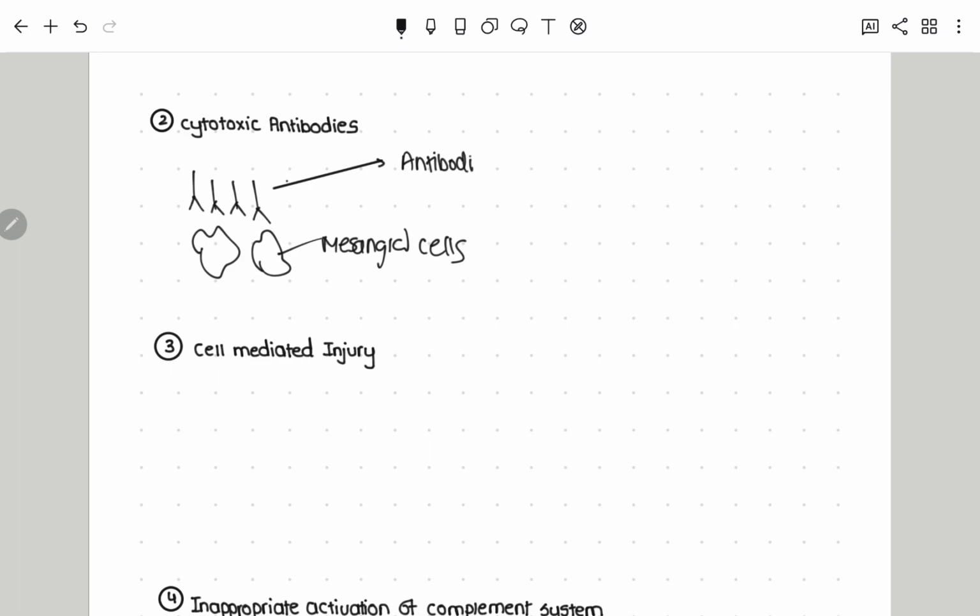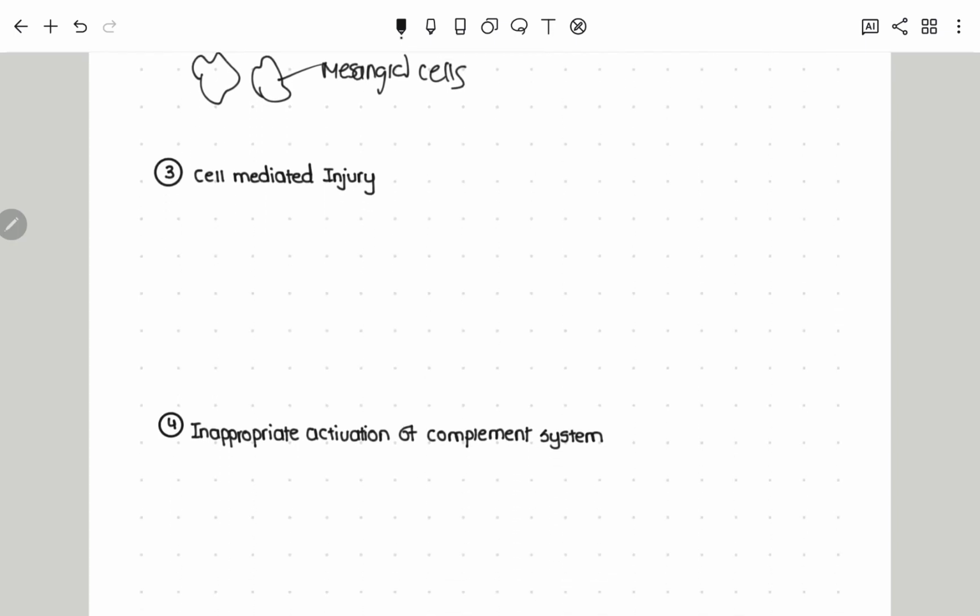directly induce destruction of the local tissue at hand, or the local tissue cells in question, and in this case this is found in the kidney. And so these antibodies directly damage resident cells of the glomeruli, whether that's the endothelial cells, the mesangial cells, the epithelial cells, etc.